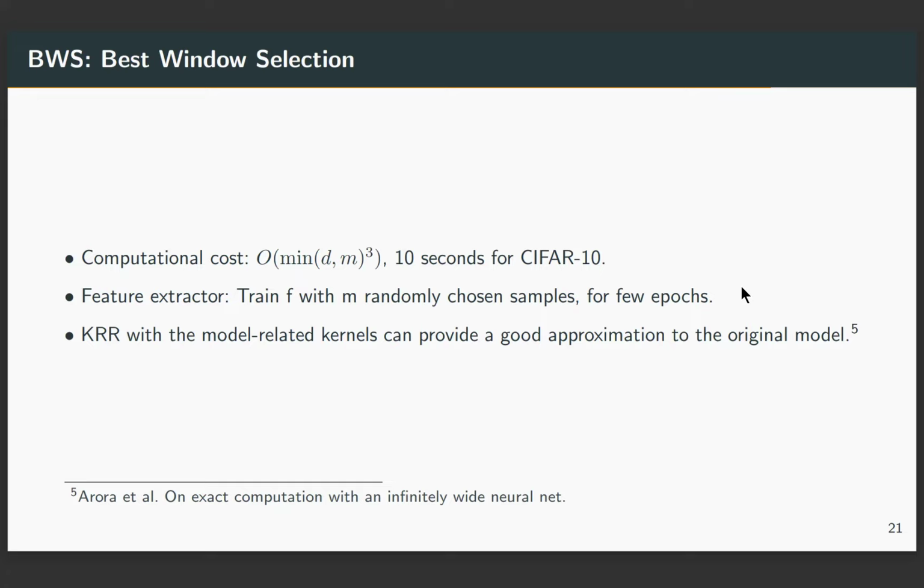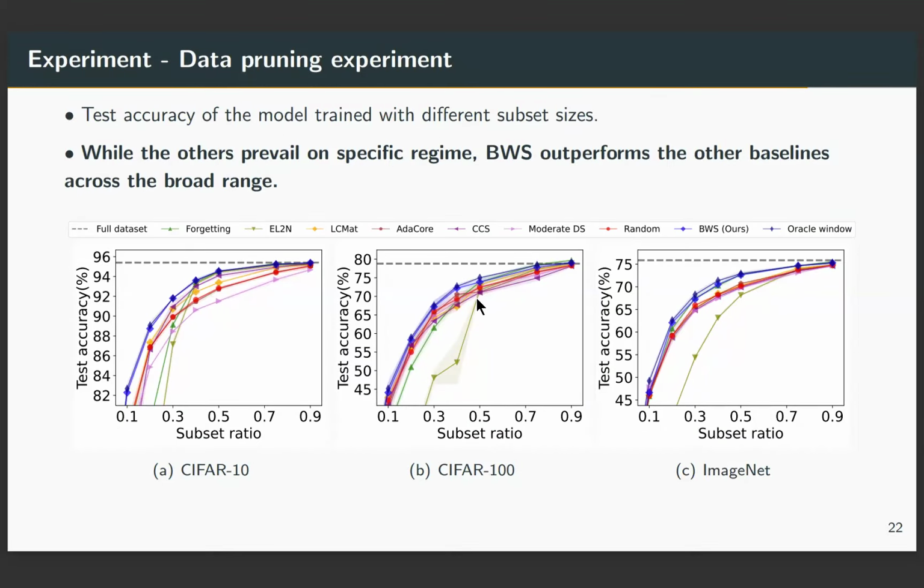So here is the experiment section. We conduct data pruning experiments for CIFAR-10, CIFAR-100, and ImageNet datasets. We select a data subset based on each method, train a model on the subset, and check the test accuracy. For CIFAR-10, we utilize ResNet 18, and for CIFAR-100 and ImageNet datasets, we utilize ResNet 50. The two blue lines indicate the oracle window subset and the subset obtained by BWS. The other methods prevail on a specific region. For example, EL2N score and forgetting, which represent scoring methods, perform well at the high subset ratio. However, BWS outperforms the baselines across the broad range of subset ratios.